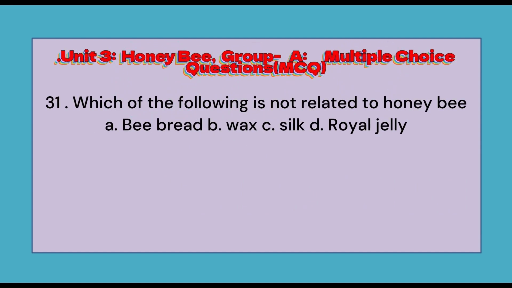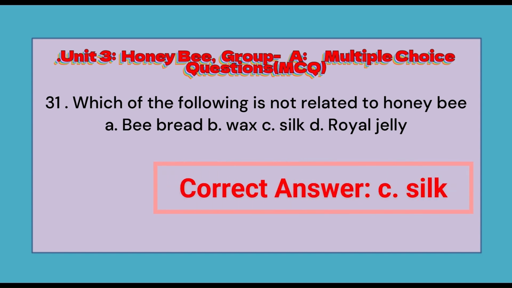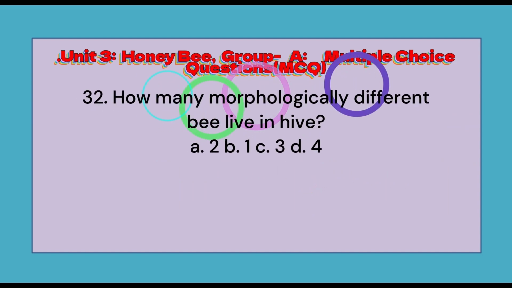31. Which of the following is not related to honey bee? A. Bee bread. B. Wax. C. Silk. D. Royal jelly. Correct answer: C. Silk.